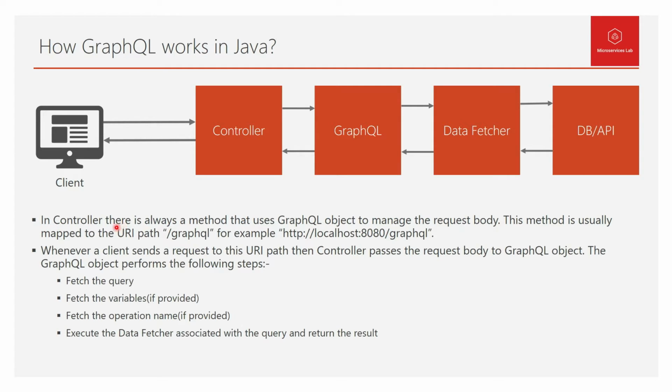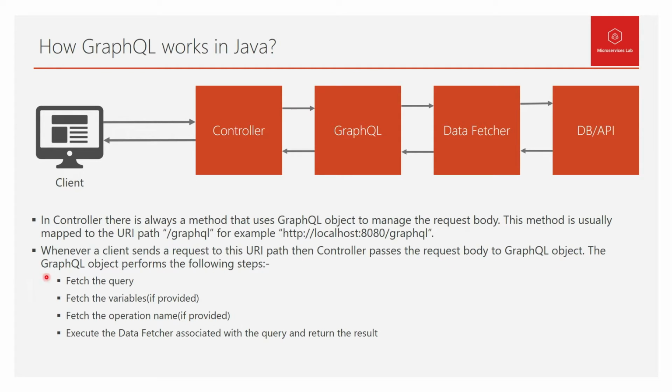So in a controller, there is always a method that uses the GraphQL object to manage the request body. This method is usually mapped to the URI path GraphQL. For example, http://localhost:8080/GraphQL. Whenever a client sends a request to this URI path, then the controller passes the request body to the GraphQL object.